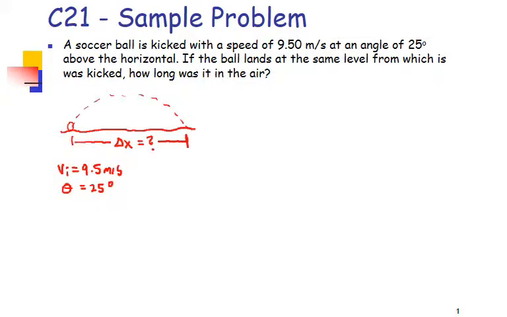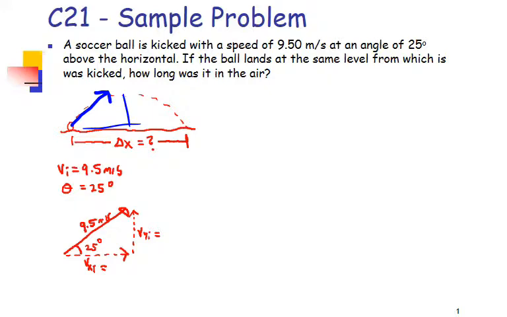So the first thing we want to do is set up our picture here. We want to know the distance that it traveled in the x, and we know the initial velocity is 9.5 meters per second. Now, as you set this up, it's very important to draw out a separate triangle. Do not draw it up here. The reason is I see this all the time: I draw it here, and then you try to do trig to figure out this length or something. That's bad, really bad. So don't do that.